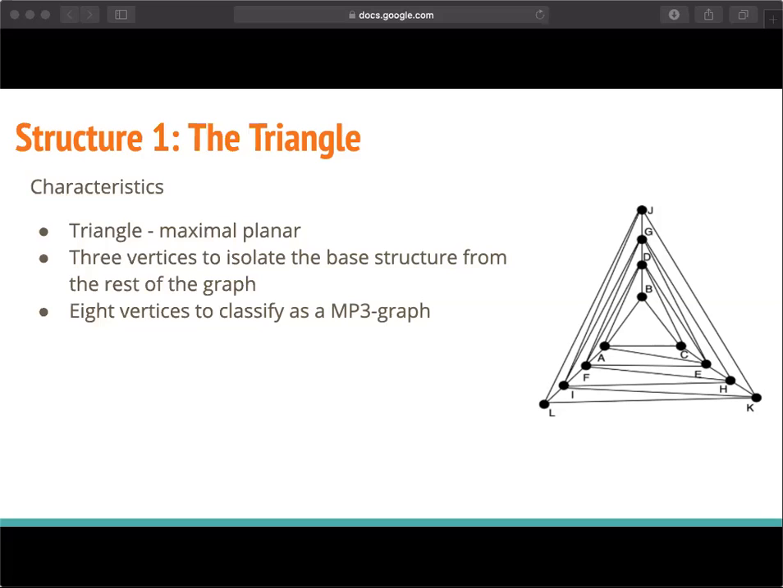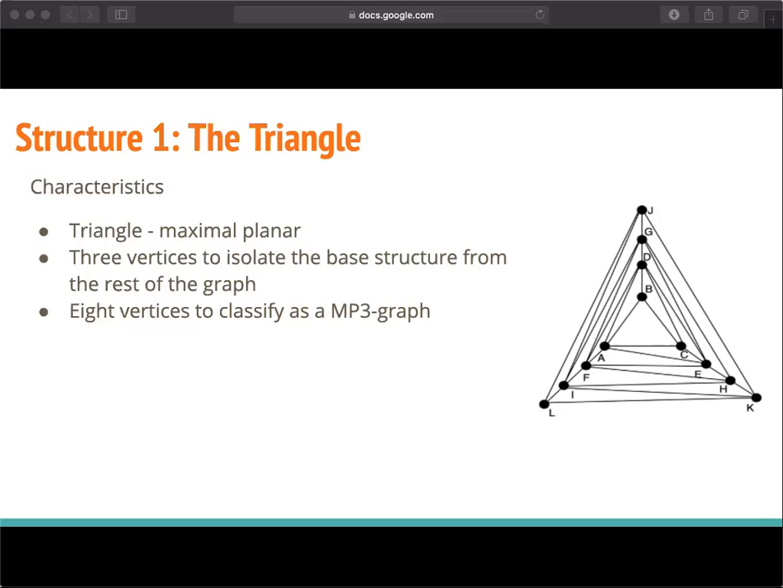the structure requires a maximum of 3 vertices to isolate the initial structure from the rest of the graph. And when I say the initial structure, I mean a triangle. So if I were to remove vertex D, vertex E, and F, that would result in isolating the triangle ABC from the rest of the graph, which isn't the same for the other graphs as well.